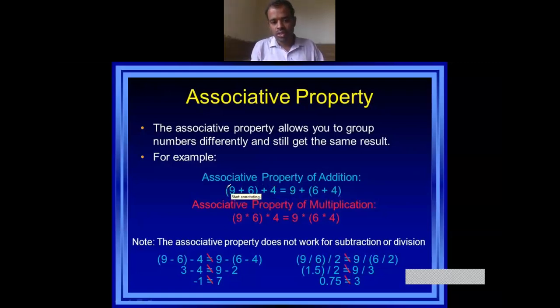But the only thing we are changing here is the bracket. Here, we have put the bracket on the first two digits. Here, we have put the brackets on the last two digits. What will happen? 9 plus 6 is what? 15. 15 plus 4 is what? 19.